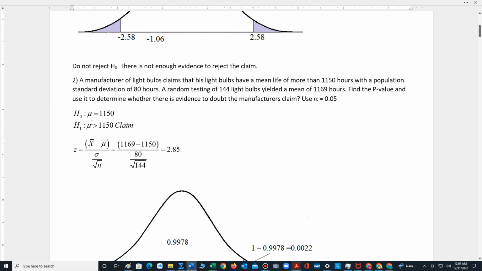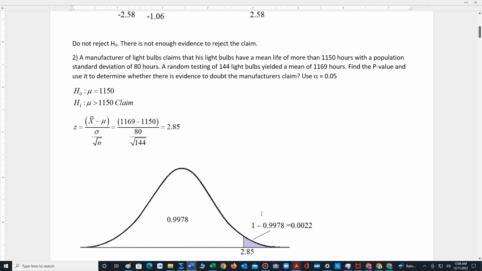So the claim is that the mean is greater than 1150. That's the claim. Since it's greater than, it's an H sub 1 statement. H naught is that the mean is 1150. And we're using the p-value method, thus we have to calculate the test point first. So the sample mean, 1169, minus the population mean, 1150, divided by population standard deviation of 80 over the square root of the sample size, 144.